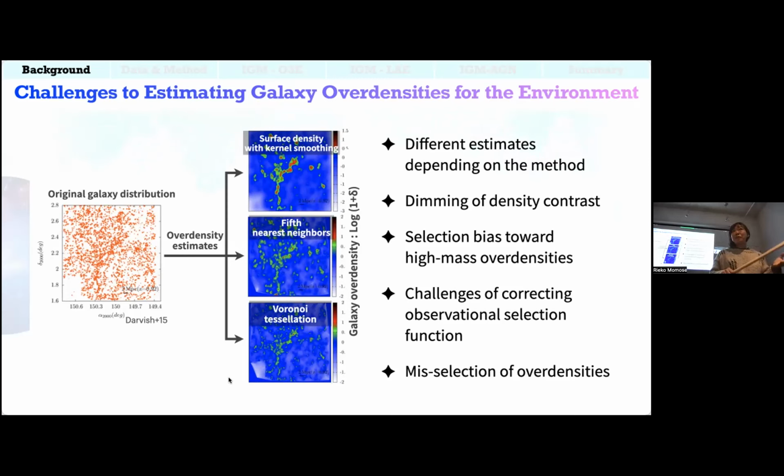And the higher mass completeness limit toward higher redshift may also cause selection bias toward overdensities where many high-mass galaxies may reside. In addition, it's still difficult to correct the observational selection function with traditional environmental measures, even with spectroscopic data. So then, how can we confirm that galaxy distribution traces the underlying dark matter density field more closely? One possible approach would be to take a correlation with another observational probe of the large-scale structure.